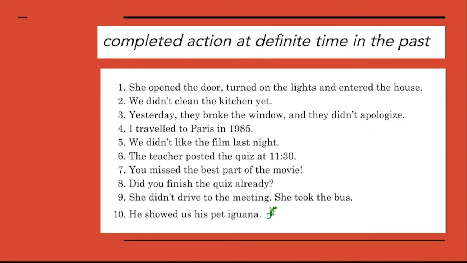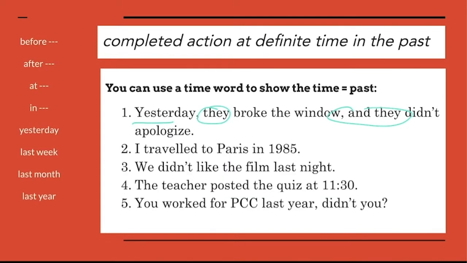We didn't clean the kitchen yet. So this is something that is not done in the past. Definitely not done in the past. Yesterday, they broke the window and they didn't apologize. Yesterday is the time. So there are many different ways to show it was the past, and some of those sentences are using a time word. Time words can be just one word, like yesterday, they broke the window.